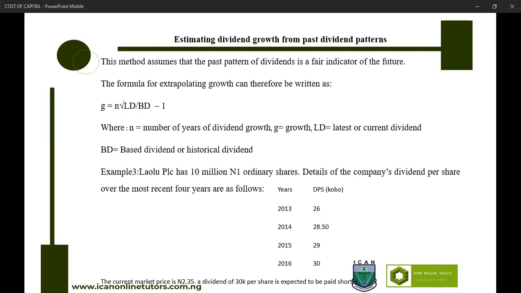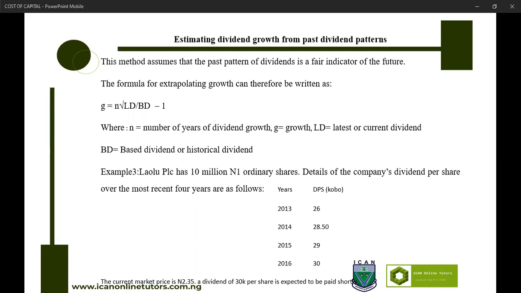Making use of the formula method, which is the past figure, the historical figure from dividend, estimating dividend with past dividend patterns. This method assumes that the past pattern of dividend is a fair indicator of the future. And the formula for extrapolating growth can therefore be given as G equals N square root of LD divided by BD minus 1.